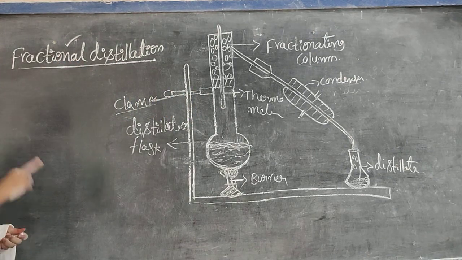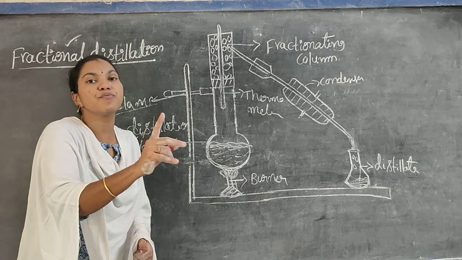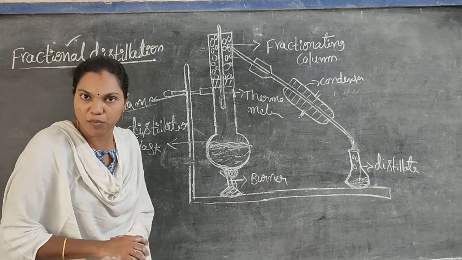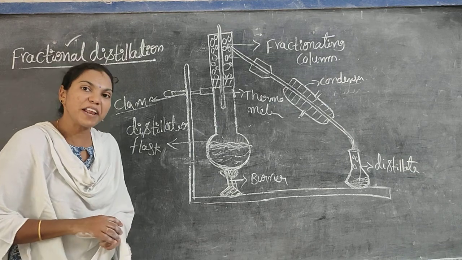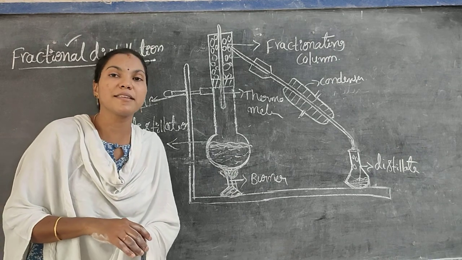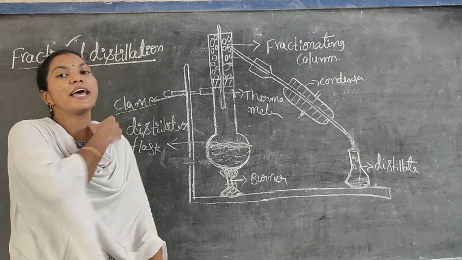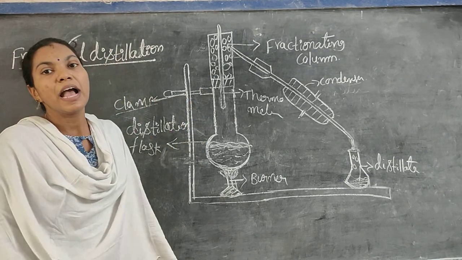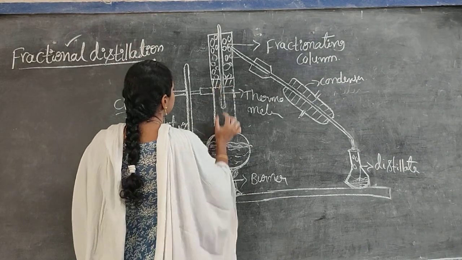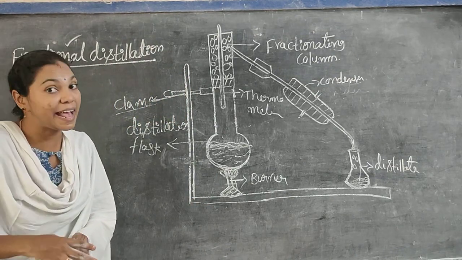But what is the difference between distillation and fractional distillation? Only two points. One, distillation is used for separating two miscible liquids when the boiling point difference is more than 25 degrees Celsius. Here, fractional distillation is used for the separation of two miscible liquids when the boiling point difference is less than 25 degrees Celsius. In fractional distillation, the fractionating column is arranged on top of the one-hole rubber cork of the distillation flask. That fractionating column is fully filled with glass beads.